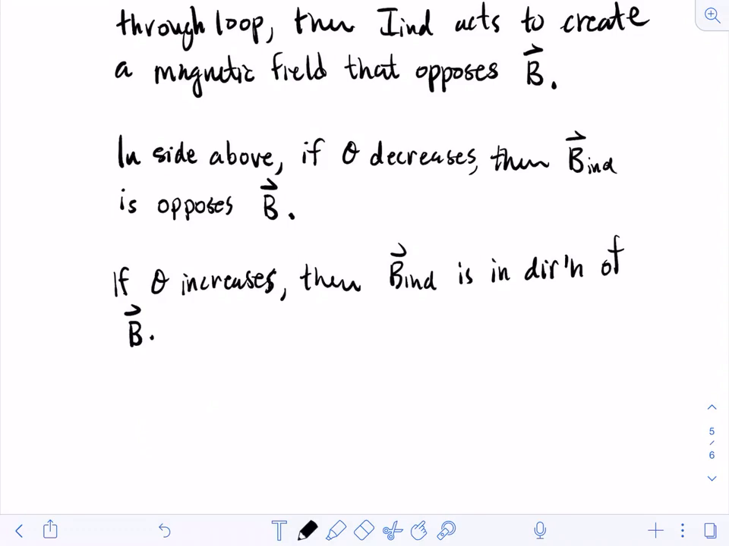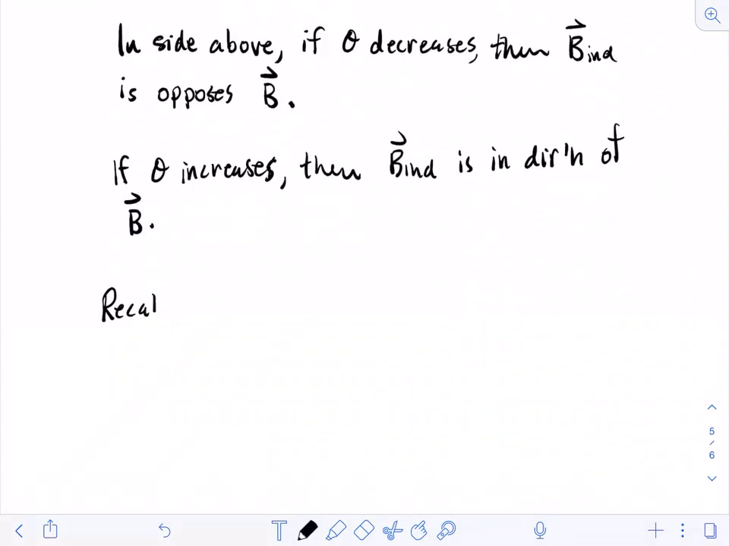Okay, so there is one nice way to summarize all of these observations. So let's recall the electric flux. The way we calculated electric flux was we had the symbol capital Phi, with a subscript E for electric flux. The electric flux was calculated by the integral of E dot dA.